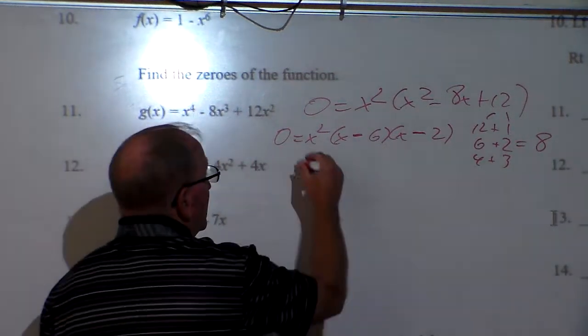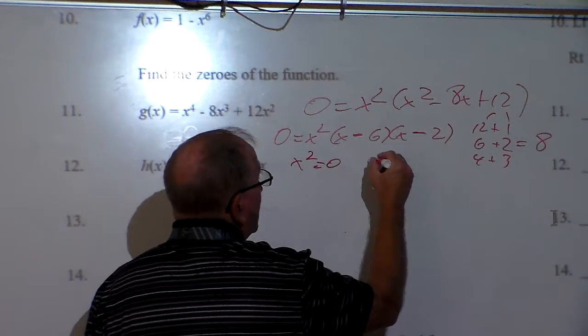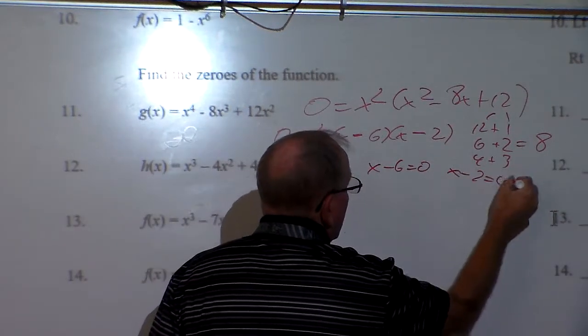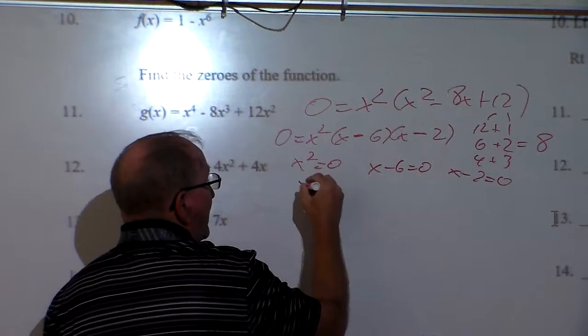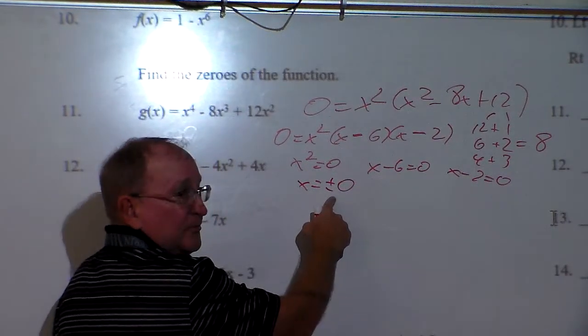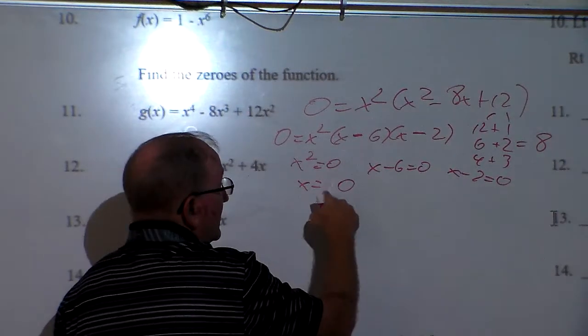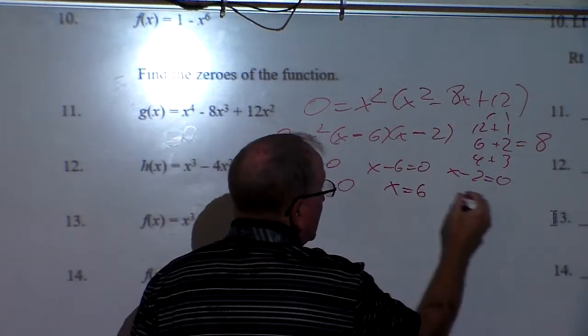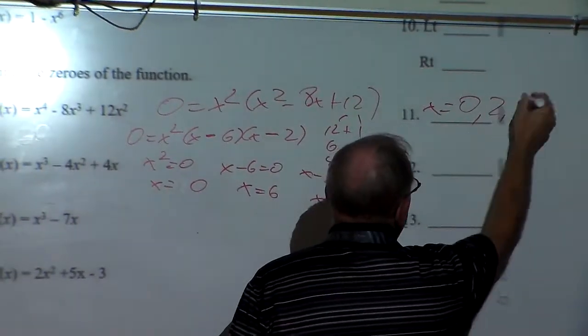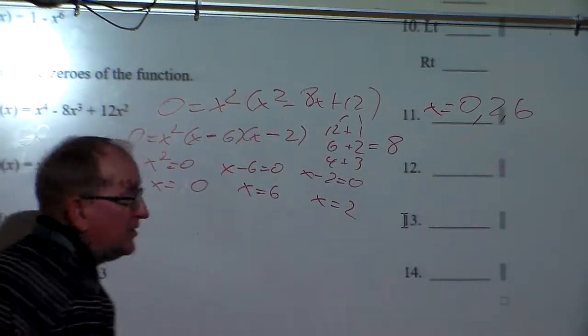So here's what happens, y'all. I've got it factored, so that means x squared equals 0, or x minus 6 equals 0, or x minus 2 equals 0. So basically, that would be x equals 0 when you square root it. But is 0 positive or negative? So I don't really need that. Here, add 6. Here, add 2. So my answer would be x equals 0, 2, 6.